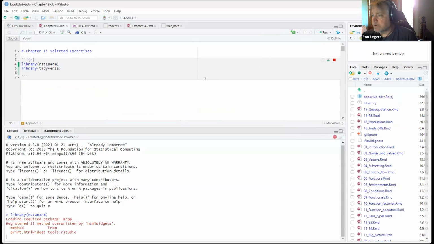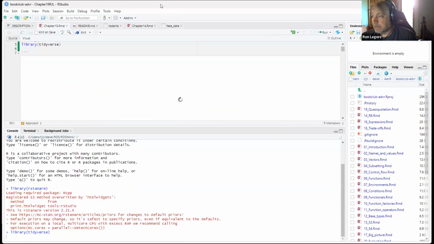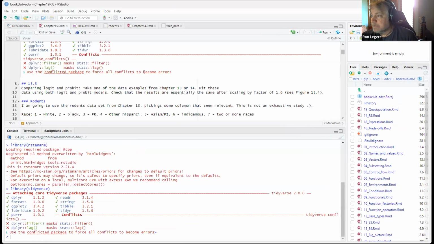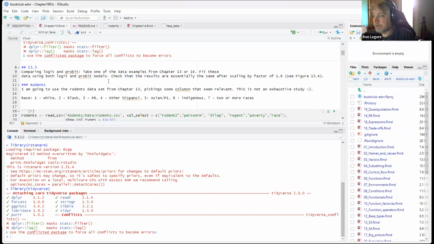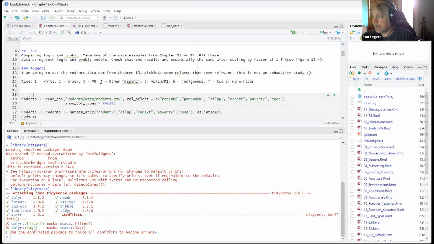Okay. So 15.5 was actually relatively straightforward. The idea there was just to compare the logit and the probit, right? So we're going to take one of the data examples from chapters 13 and 14. So I looked through the chapter 14 exercises, and I found this rodent data set.